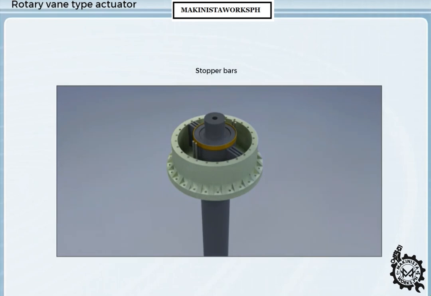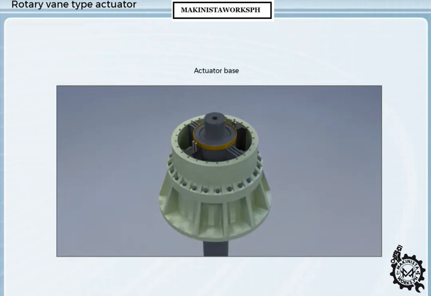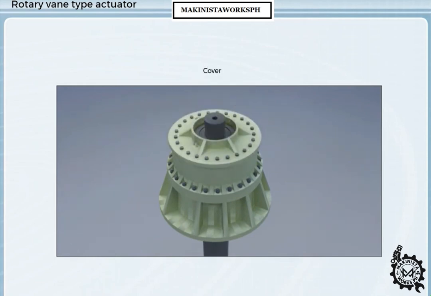These are the stopper mounting bars. These are the stoppers, which serve a dual purpose. Together with the rotor vanes, the stoppers divide the actuator into pressure chambers and also make boundaries for the maximum rudder angle. This is the lower packing gland. This is the base for the actuator. This cover forms the top of the pressure chambers.